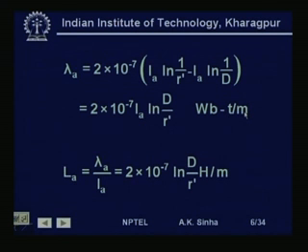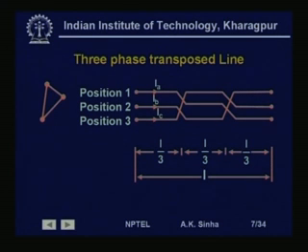Now, once we have got the flux linkage, we can calculate the inductance very easily. L A, inductance of conductor A, is equal to lambda A by I A, which comes out to be 2 into 10 to the power minus 7 ln d by r dash henries per meter. Since all the 3 conductors are equally spaced, therefore, inductance of phase B and phase C conductors will also be same. Now, we take the inductance calculation for a 3 phase transposed line.